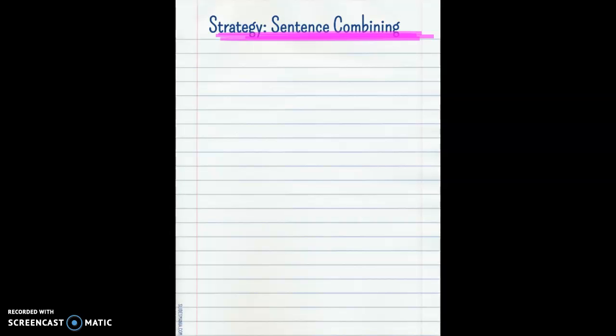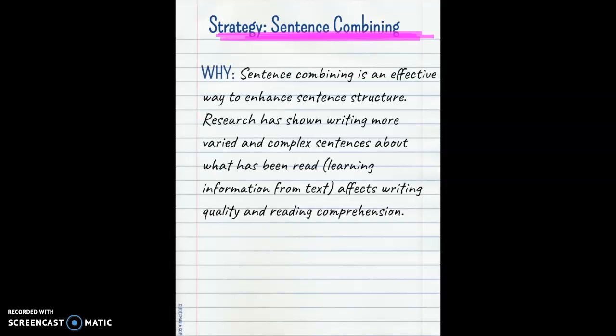So let's focus on a behavior or strategy, if you will, to create coherent sentences. Our first strategy that we'll focus on is sentence combining. Why? Sentence combining is an effective way to enhance sentence structure.